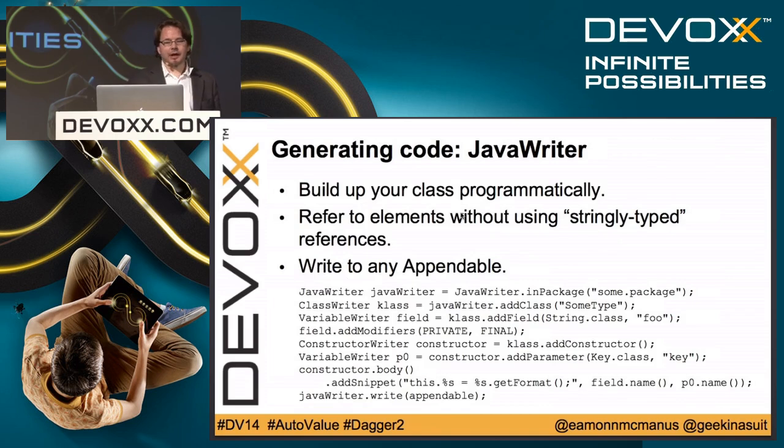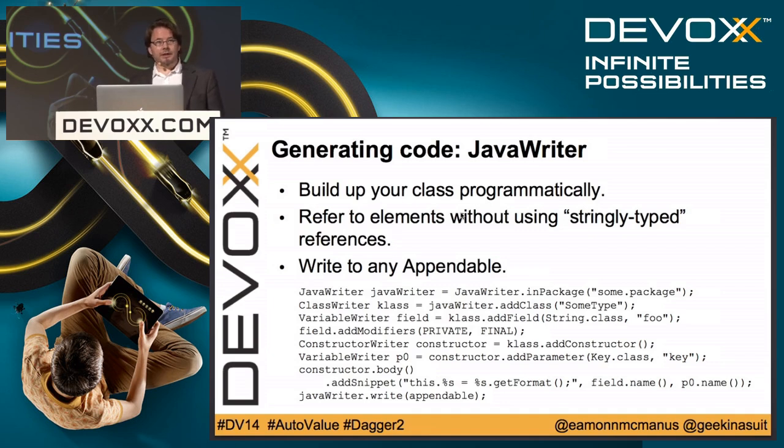So there's also this thing called JavaWriter. It started at Square as part of the Dagger project. I think Jake, who's sitting here, wrote a good chunk of it, the first version. And it builds up your class programmatically. We've gone a little bit further and turned it into much more of a class builder.